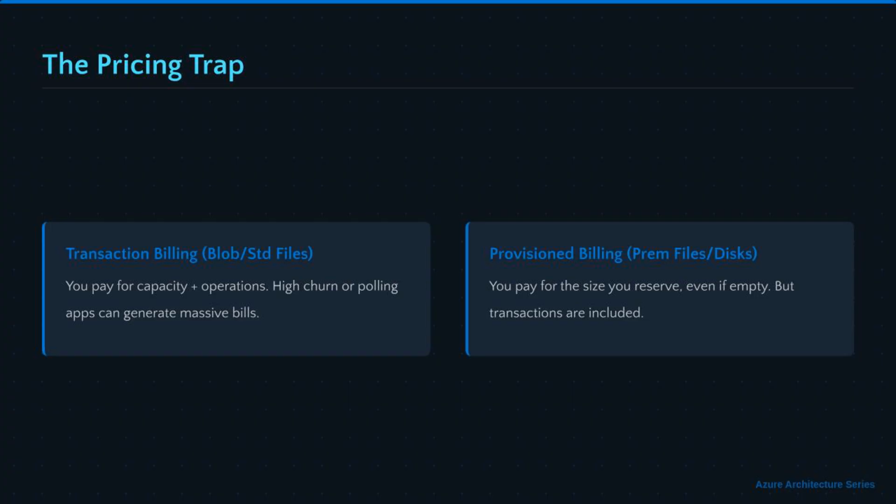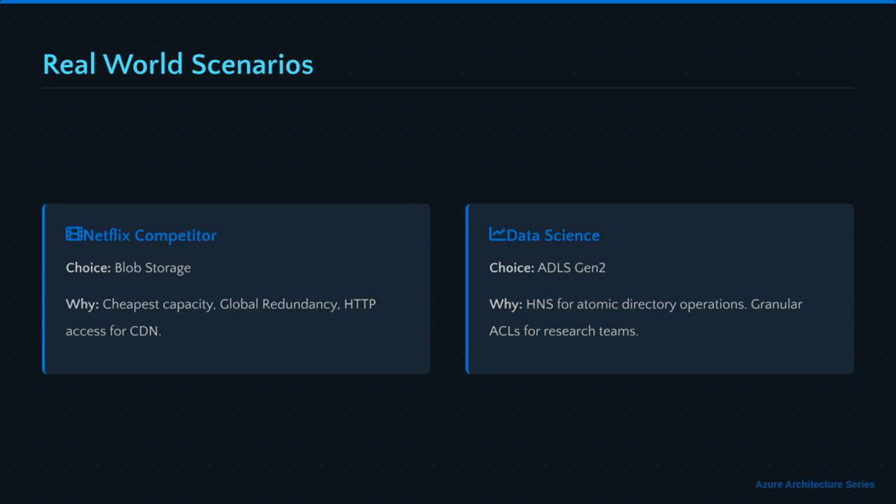Scenario B. The Data Science Platform. You are ingesting raw sensor data, cleaning it using Databricks, and querying it with Synapse. Choice: Data Lake Storage Gen 2. Why? You need the HNS, hierarchical namespace, for atomic directory operations so your Spark jobs don't hang while renaming folders. You need granular ACLs to secure specific datasets for different research teams. Standard blob storage would choke on the metadata operations.